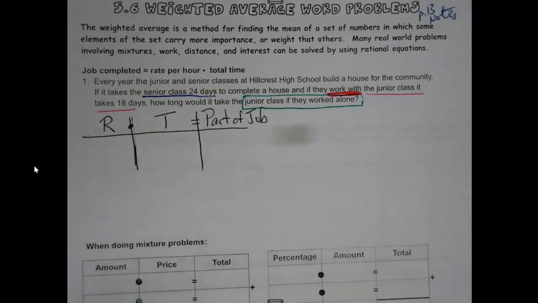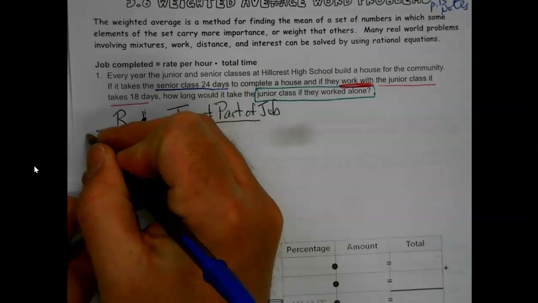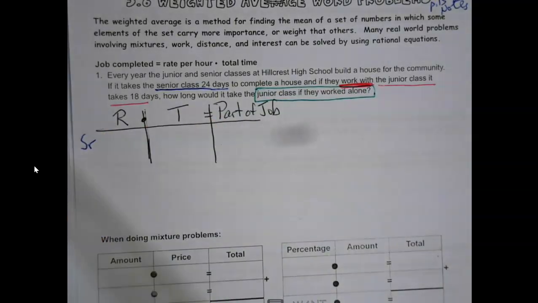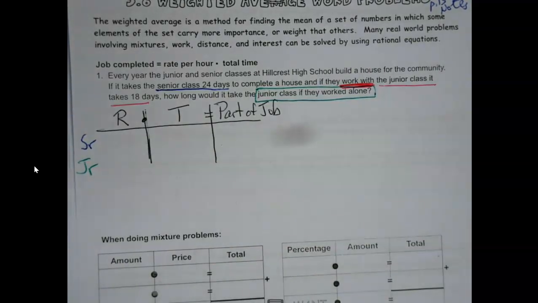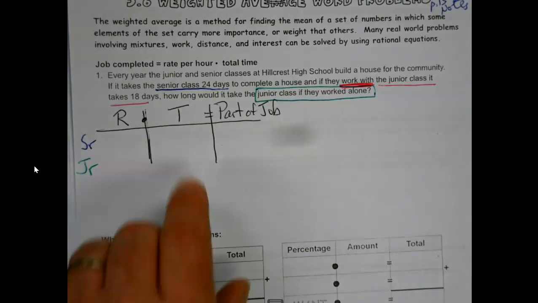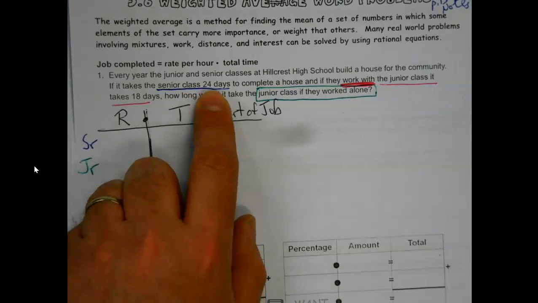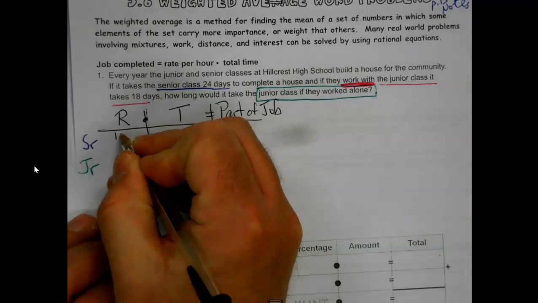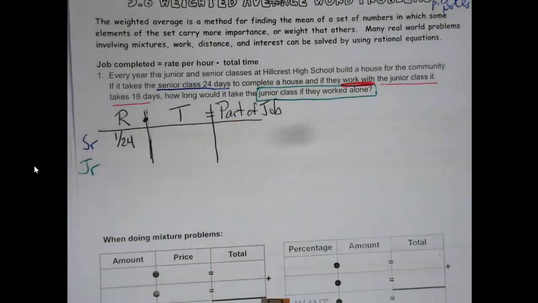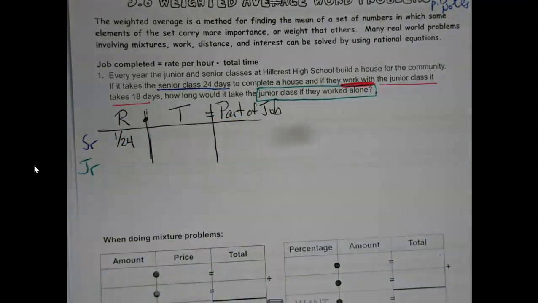Not quite. So here, I'm even going to do one more little label. I'm going to do seniors and juniors here, just to make sure I know everything that I'm putting everywhere as I plug these numbers in. Okay, so what do I know? I know that it would take the senior class 24 days. Now, I'm not going to put 24 as my rate. Just like we talked about yesterday, there's one job, one house that I'm trying to complete. So each day, the seniors complete 1/24 of that.